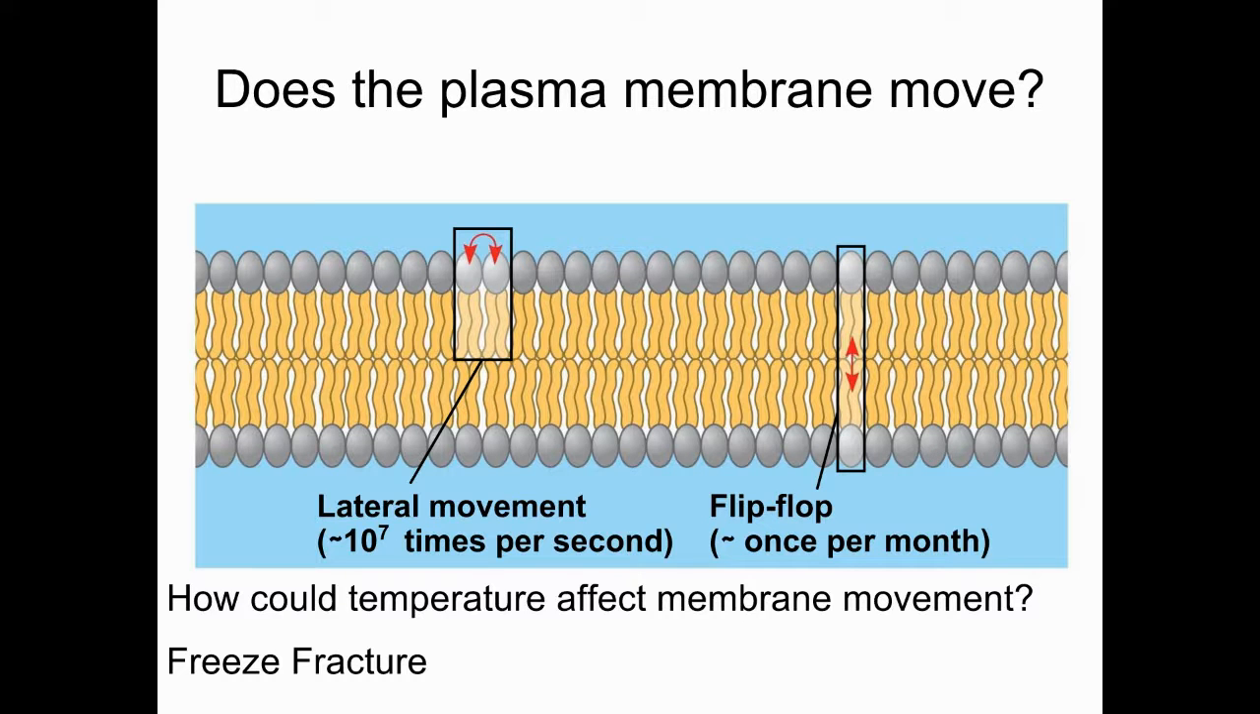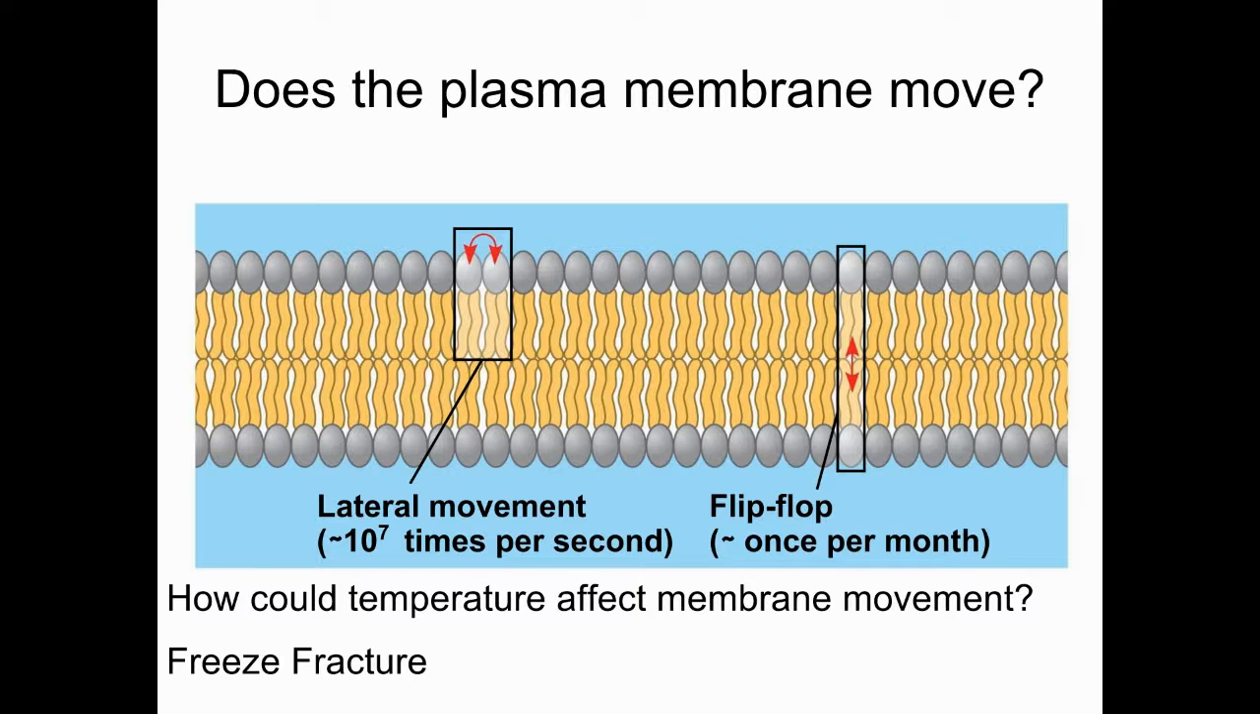A couple of interesting things when we look at the cell membrane. Lateral movement, so a phospholipid switching places with another phospholipid. Again, it's very fluid. It happens about 10 to the 7 times per second. So your phospholipids are moving all over the place. They're very, very active. However, vertical movement is a lot less likely to occur.